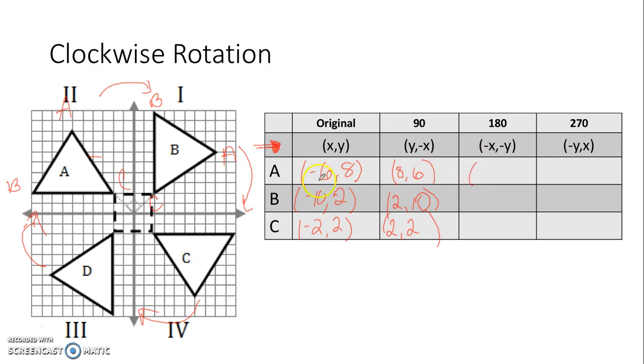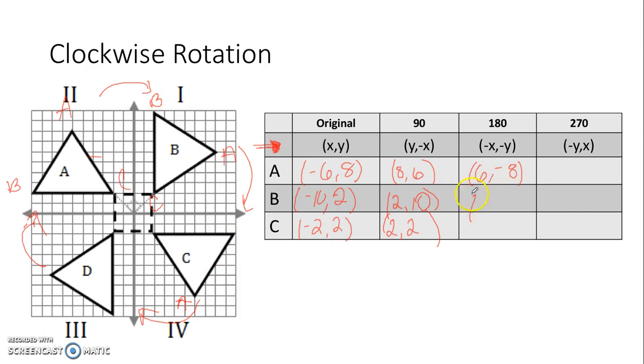So the original pair is negative 6, 8. The opposite of negative 6 is positive 6. The opposite of positive 8 is negative 8. And we can see that A is going to be positive 6, 1, 2, 3, 4, 5, 6, negative 8. So this is your A down here. We can follow it all the way around. This is our A.